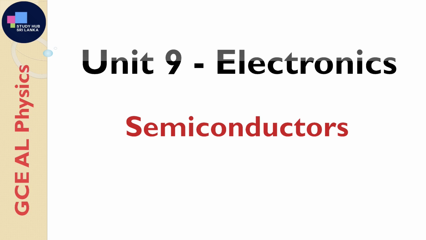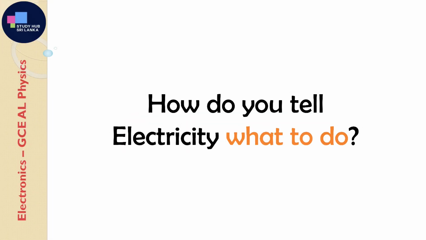Today, we're talking about the tiny, tiny materials that make our entire digital world go round. Semiconductors. Seriously, they're in everything. So, let's start with a really fundamental question. We're pretty good at making electricity, getting it to flow from point A to point B. But how do you actually control it? How do you tell it what to do, when to do it, and how much to do?